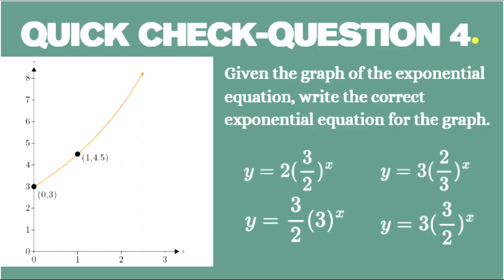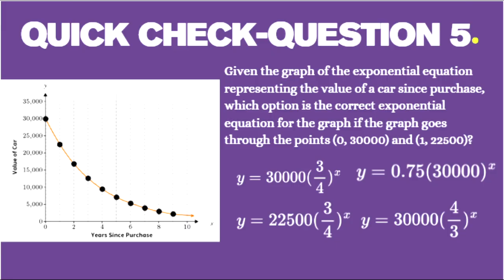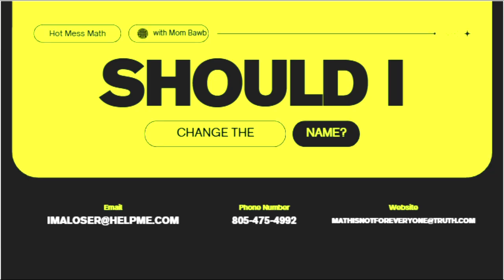Quick check question number 4. Given the graph of the exponential equation, write the correct exponential equation for the graph. We have our 2 points. Go ahead and solve it. Figure out which one's right. And quick check question number 5. Given the graph of the exponential equation representing the value of a car since purchase, which option is the correct exponential equation for the graph if the graph goes through the points (0, 30,000) and (1, 22,500)? So it gives us our 2 points. Go ahead and solve it.